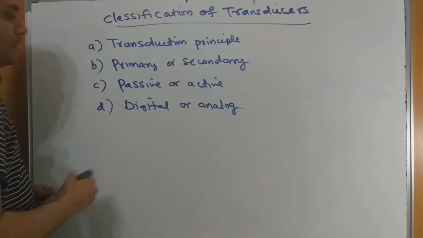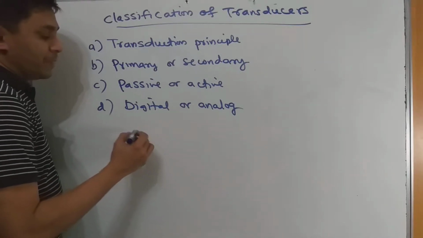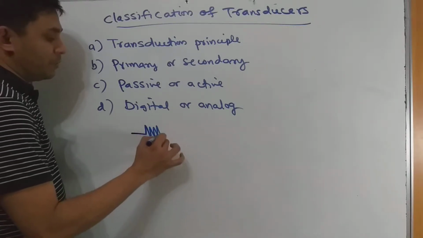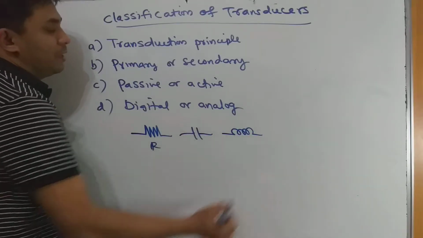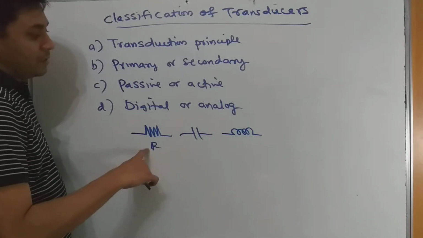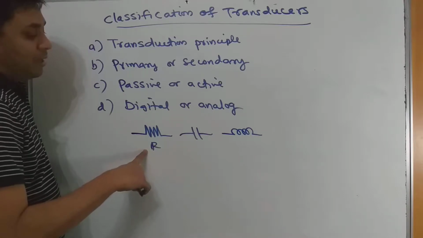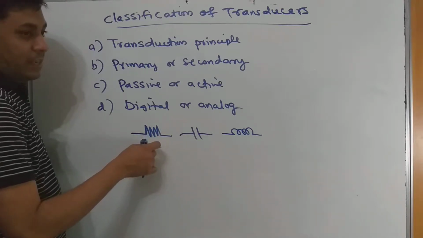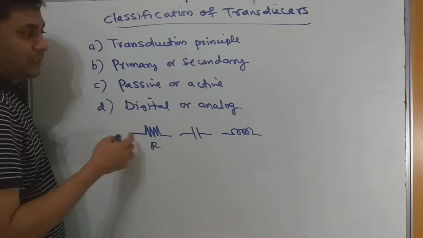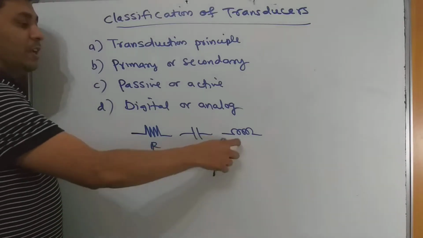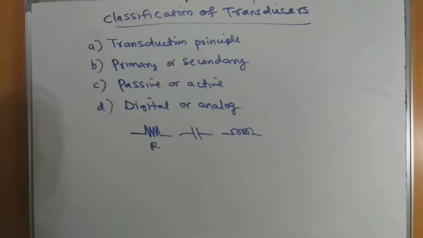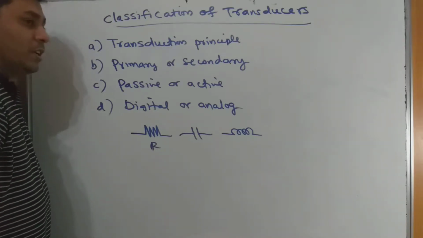To be more clear, there are basically three types of passive transducers. They are in the form of resistors, capacitors, or inductors. In this example, the value of the resistance will change according to the input signal. In this case, the value of the capacitor may change with respect to the input signal, and here the inductance value will change depending upon the input energy.